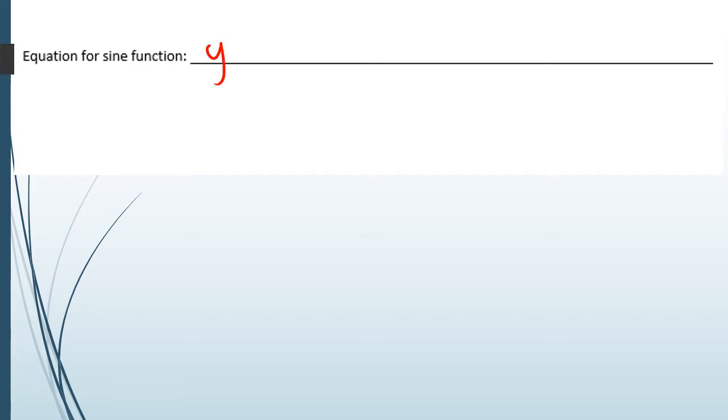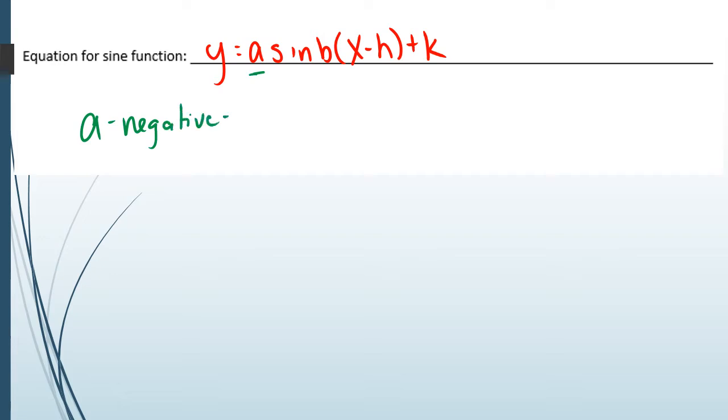So the whole thing looks like this. Y equals A times the sine of B in parentheses x minus h, outside of parentheses plus K. Now, the only things that we really cared about yesterday were A. And remember, if A was negative, that meant that the graph reflected. Also, A was the amplitude of our graph.